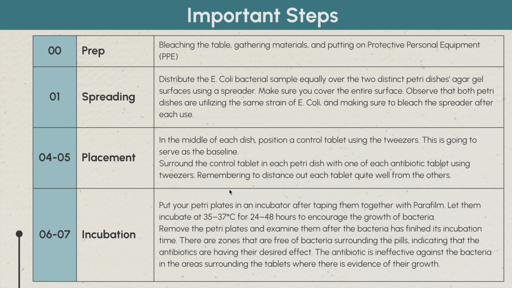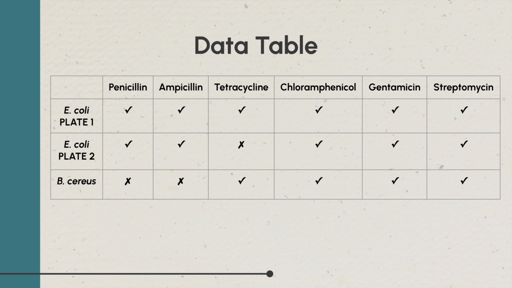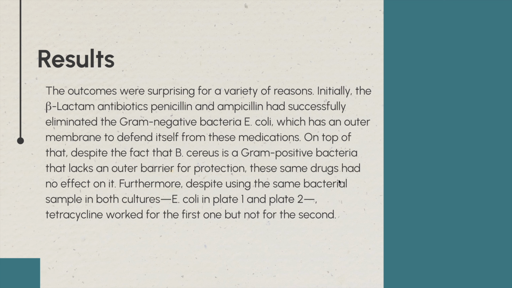After that, we stacked all our Petri plates together, and then we wrapped them in parafilm and let them incubate for 24 hours. The following day, we were able to look at our Petri dishes again, and we saw all the growth that the bacteria had. For the first plate with E. coli, we saw that it was resistant to all the antibiotics and it was not able to grow. For the second plate, we saw that it was resistant to tetracycline, and the B. cereus plate had been resistant to penicillin and ampicillin. The outcomes were surprising for a variety of reasons.